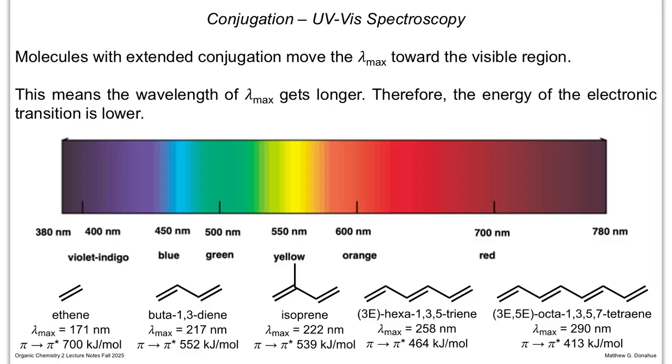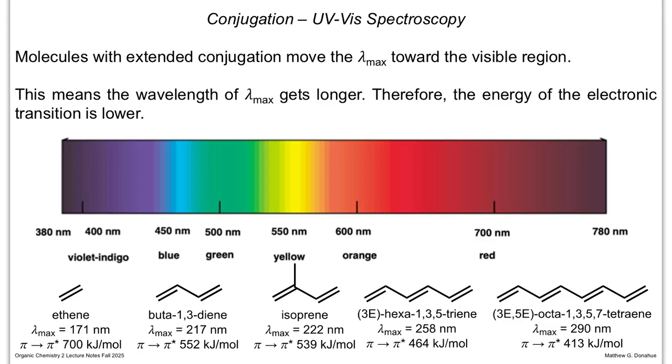So let's look at this series of compounds here. We have a single alkene, that's ethene, and then all we're doing is successively adding in another double bond, again separated by the sigma bond. And what we want to look at is, how does this term here, lambda max, change? And again, that's the wavelength at which the compound will absorb light.